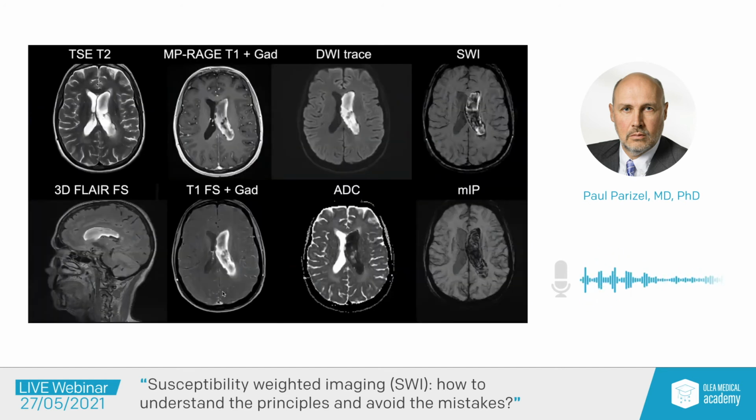Examples of other types of artifacts here. This is a patient who had an intraventricular hemorrhage. You can see the hemorrhage here in the left lateral ventricle, basically making a cast of the left lateral ventricle. These are the diffusion weighted images. This is a relatively fresh thrombus where you have diffusion restriction, and the ADC map. And here you have the SWI that looks quite heterogeneous, and the minimum intensity projection.